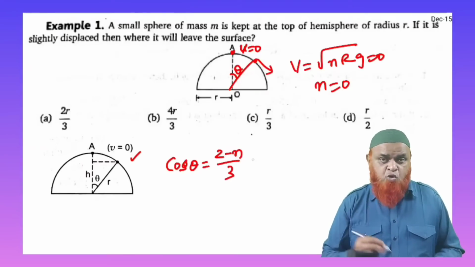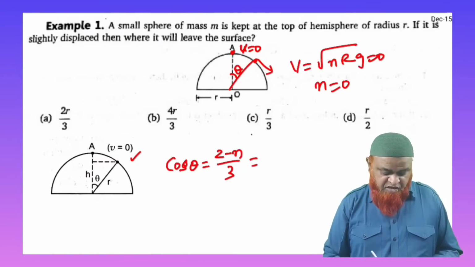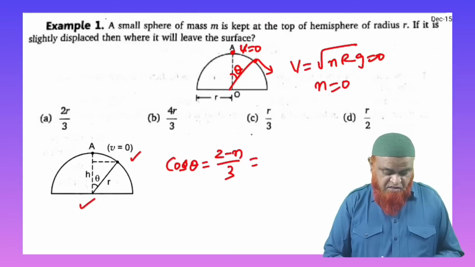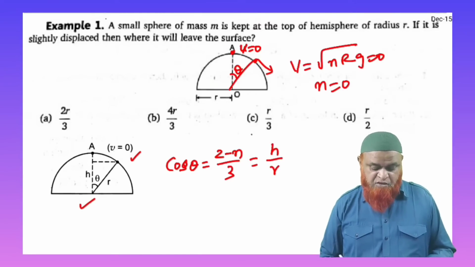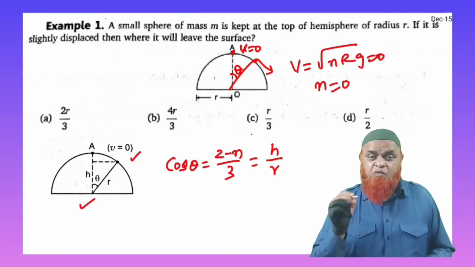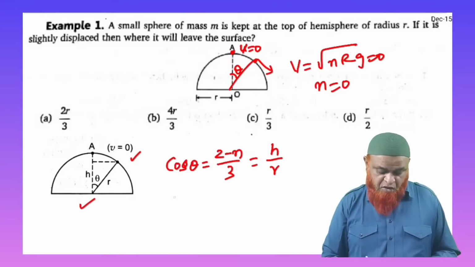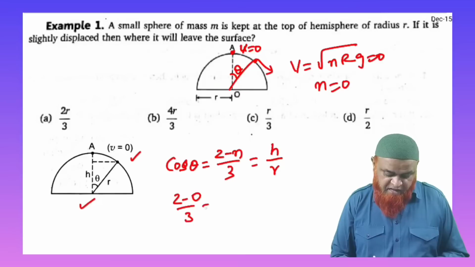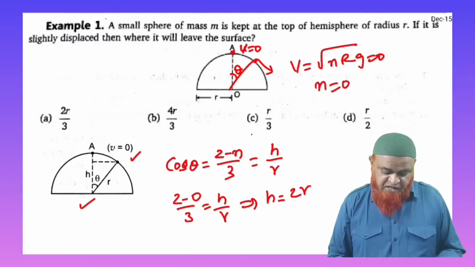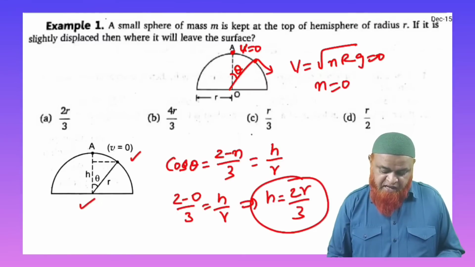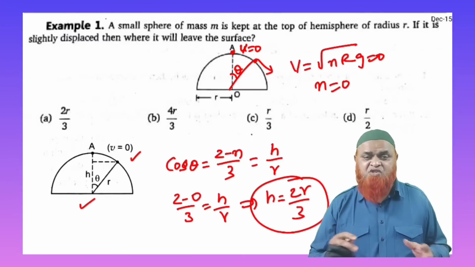So cos theta is equal to 2 minus n by 3, which is nothing but, according to this diagram given here, we can write it as cos theta is equal to adjacent side by hypotenuse, that is going to be h by r. As v is equal to 0, n is also going to be 0 here, so we can write 2 minus 0 by 3 is equal to h by r. Then what is h here? This implies that h is going to be 2r by 3. That's it. You got the answer in just fraction of seconds.